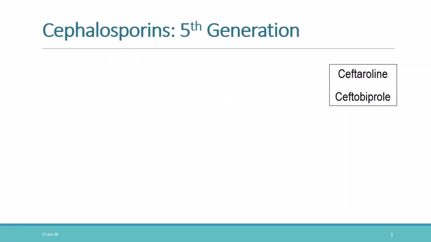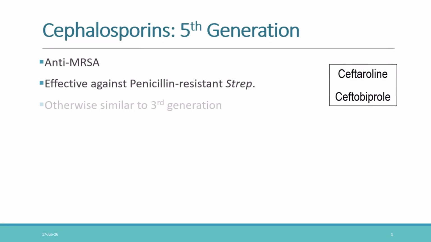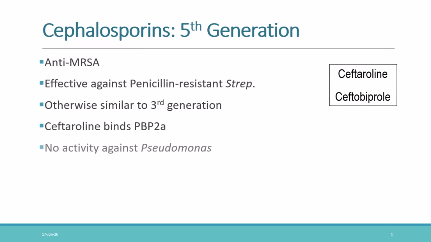The fifth generation of cephalosporins was developed to address one of the most important resistance problems in modern medicine, namely methicillin-resistant Staphylococcus aureus, or MRSA. Unlike earlier cephalosporins, ceftaroline is able to bind PBP2A, the altered penicillin-binding protein responsible for methicillin resistance. This allows it to retain activity against MRSA while preserving the favorable safety profile of cephalosporins.